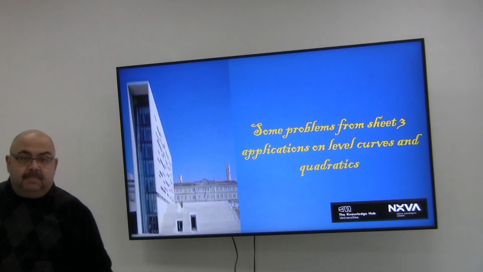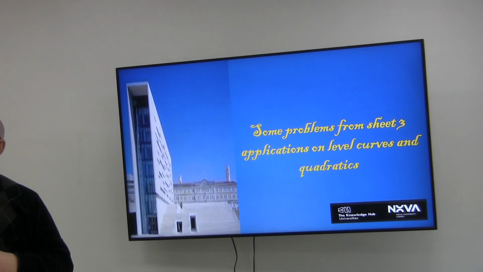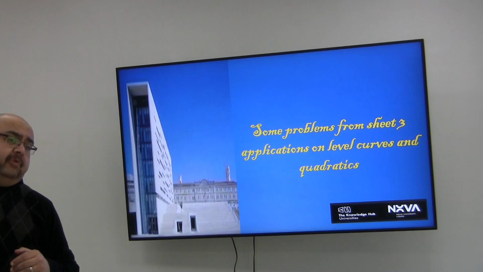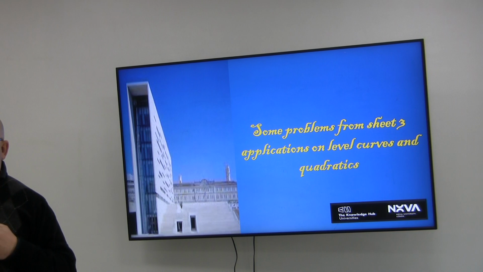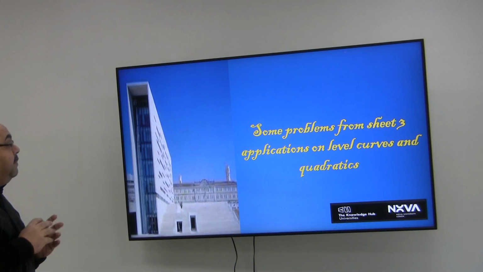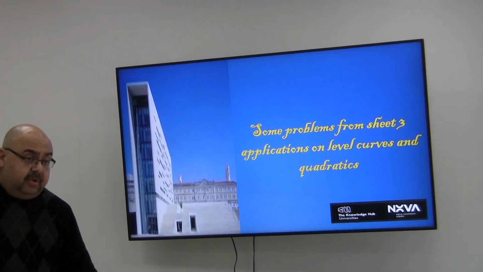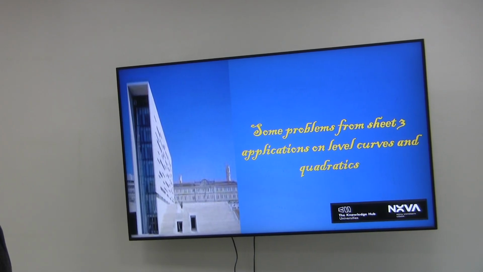Let's see some problems from sheet 3. Sheet 3 is massive, it contains a lot of problems, okay? And also we will go through 4 and 5 today. We have plenty of applications or exercises to go through today. The problems in the sheet are really very important because they are very close to the problems that you will see down the road in your exam.